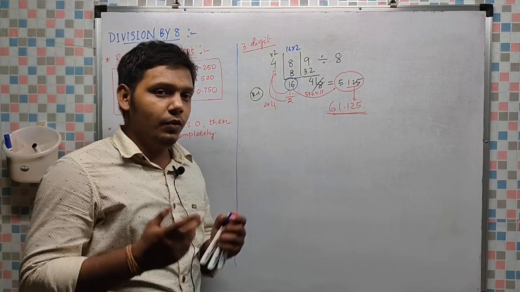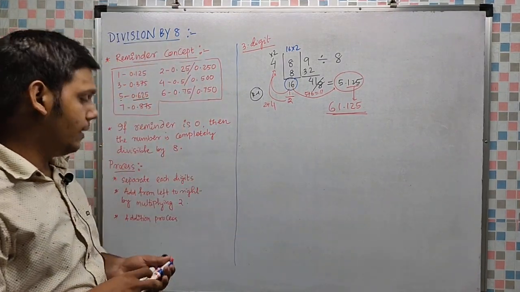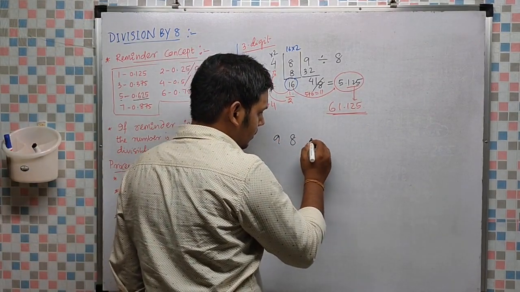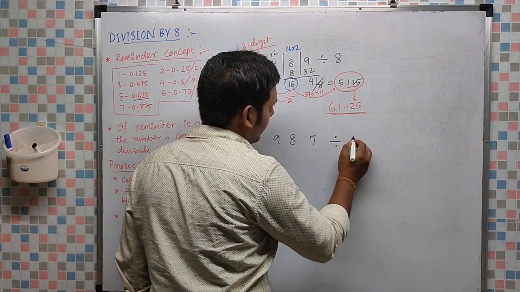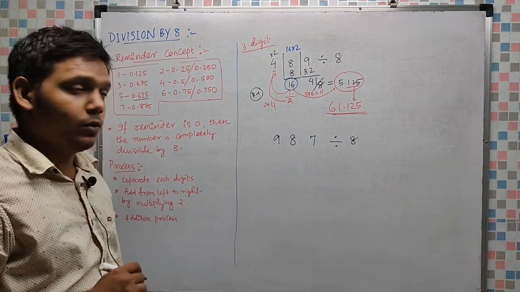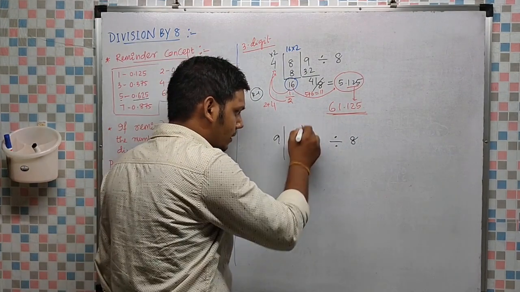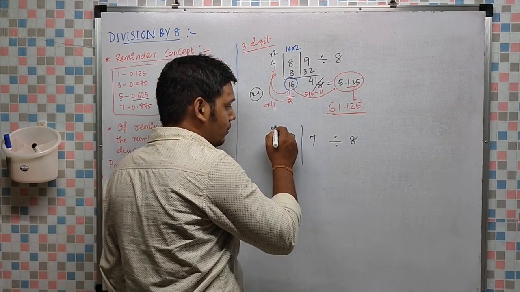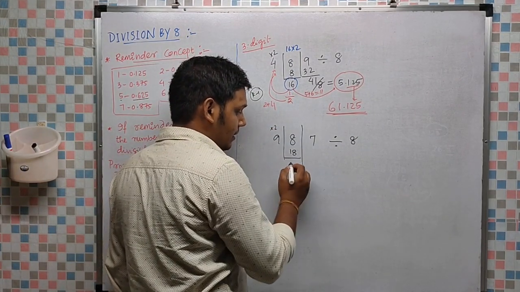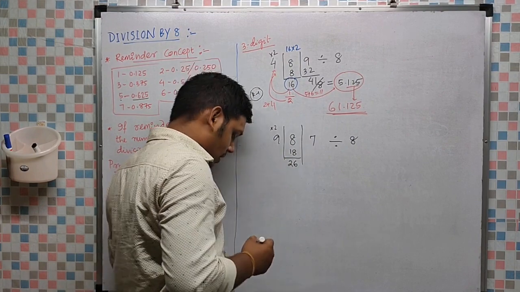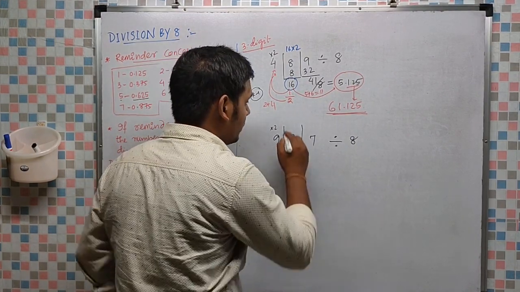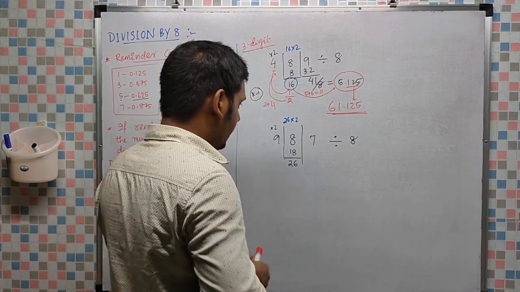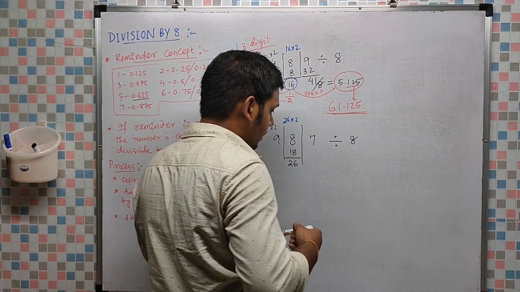Now we'll discuss one more number, say 987 divided by 8. So same thing I have to do here. That means I have to separate the digits first. Digits separated. So what I have to do? 9 times 2 is 18. That means 18, and 18 and 8 is 26. Now second step, 26 into 2. How much? 52. So I have to write 52 here.